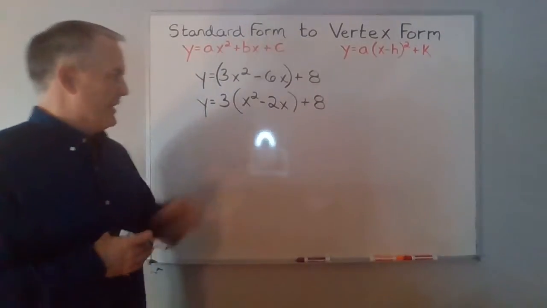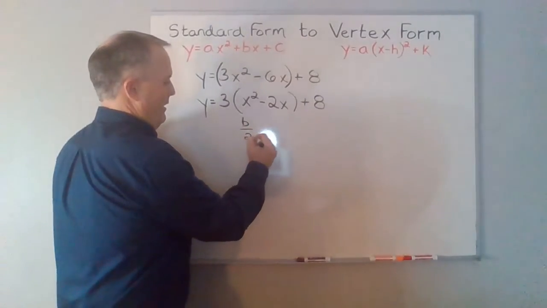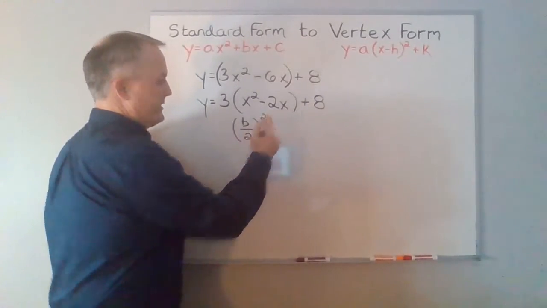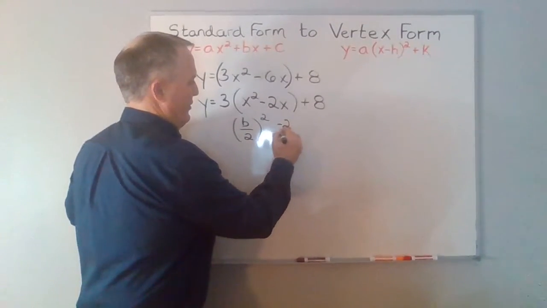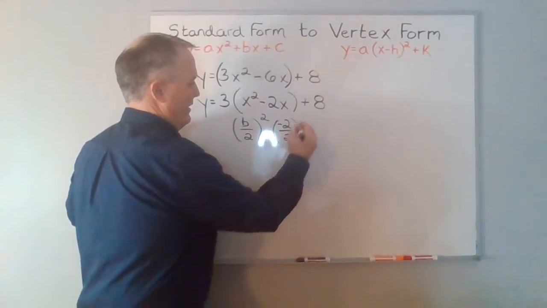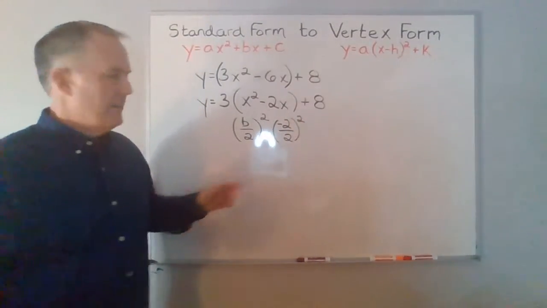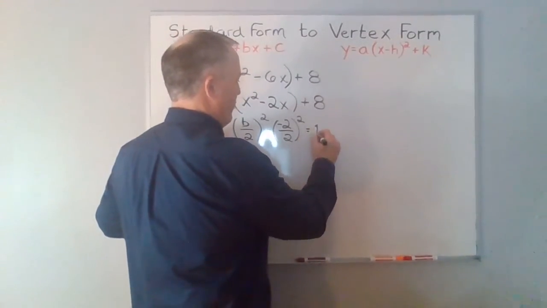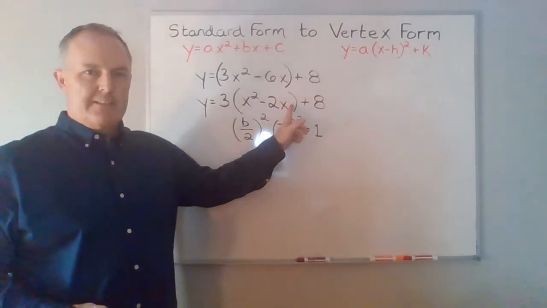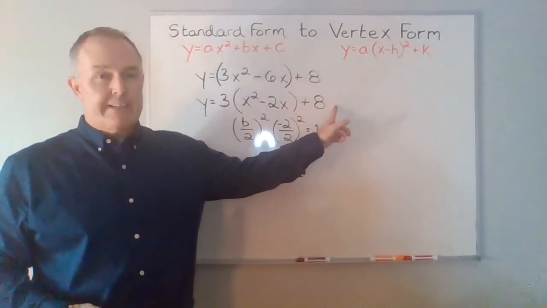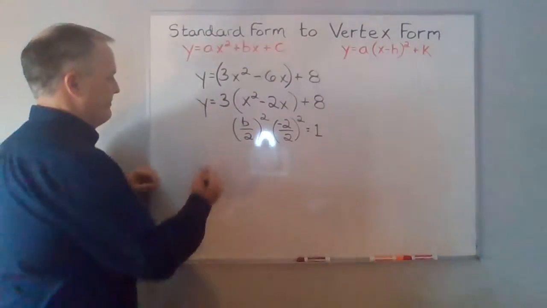The next thing we need to do is find a brand new c. Remember, that's where we take half of b and then we square it. So half of b would be negative 2 divided by 2, squared. Negative 2 divided by 2 gives me a negative 1. Negative 1 squared is just a 1. Then once again, we're going to add that to the inside of the parentheses, and we're going to subtract it from the outside of the parentheses. That way we're not adding anything extra to the equation.